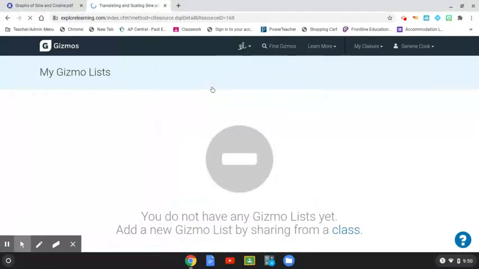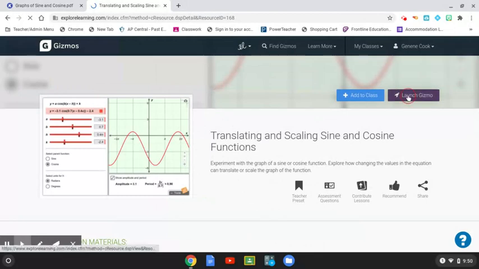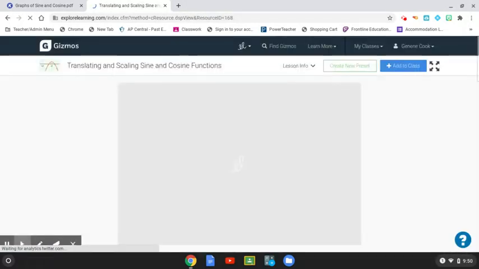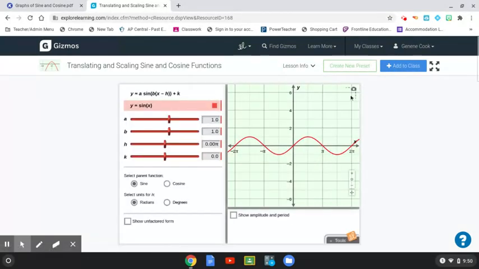All right, here we go. All right, so let me launch the gizmo. And okay, so notice here we have y equals a times sine of b times (x minus h) plus k. All right, so you guys, in the past, when we learned our transformations, remember a vertically stretches or compresses the graph, and if a is negative, it reflects the graph over the x-axis.